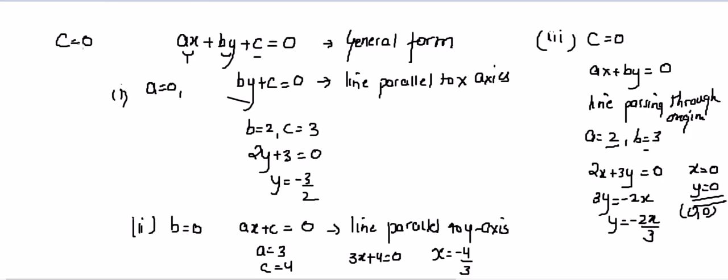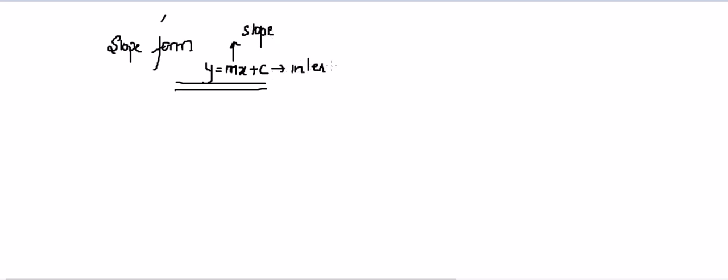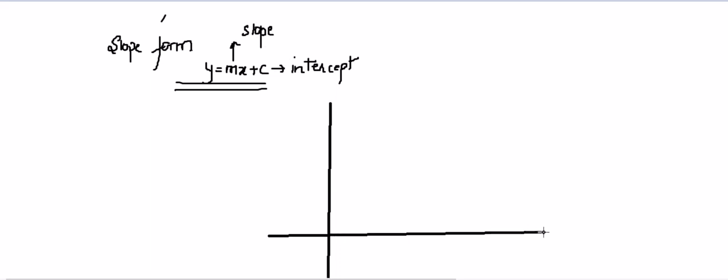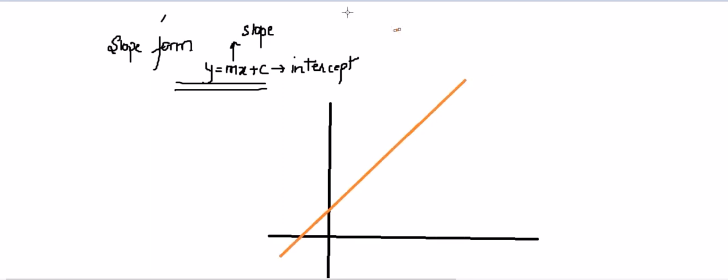Now second is a slope form. Slope form is the most commonly used form, which is y is equals to mx plus c, whereas m is your slope and c is intercept. So suppose if I draw a straight line, say this line. So here in this straight line, my slope will be, I need to take any 2 points. So say for example, if I take this point and this point.